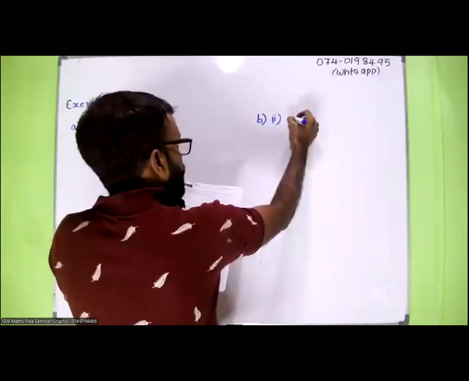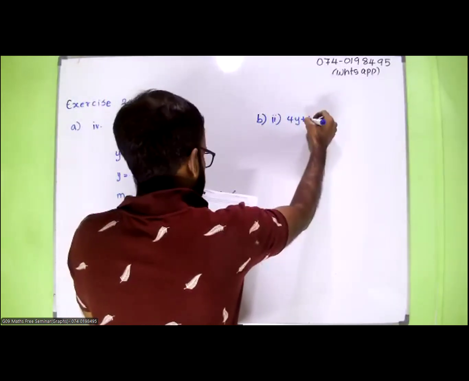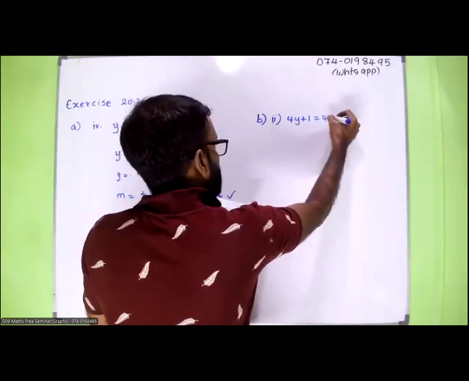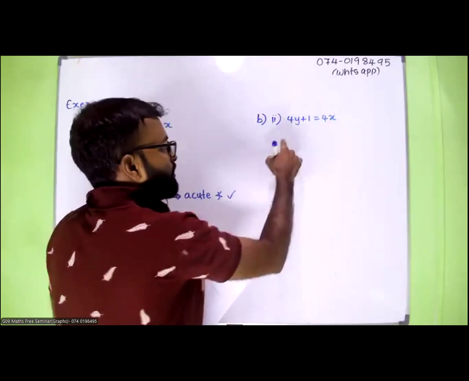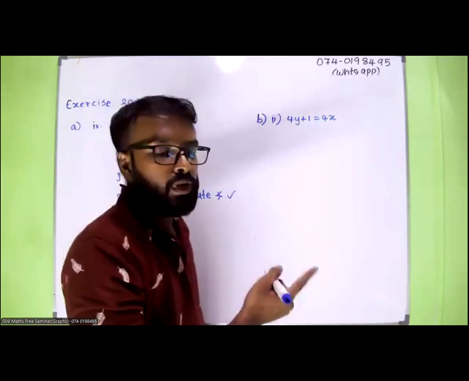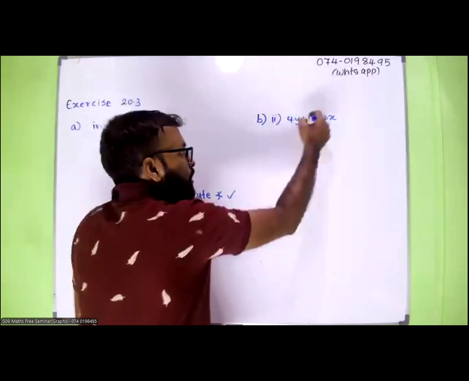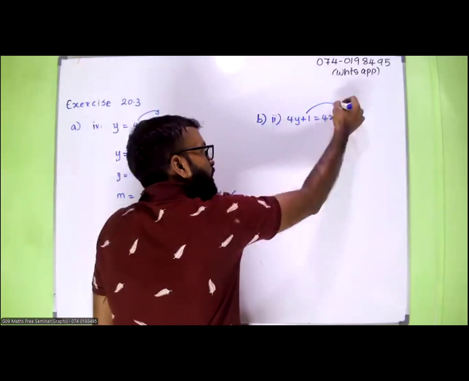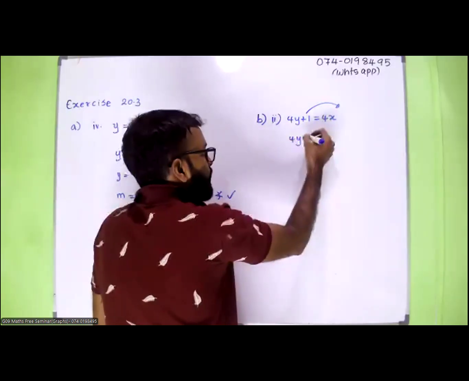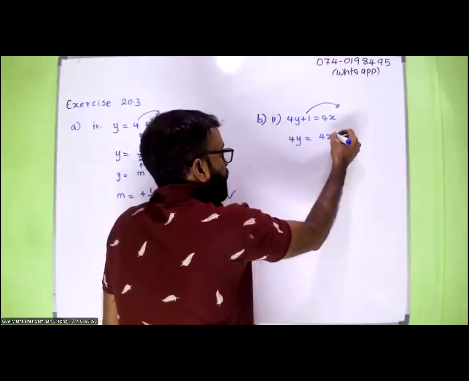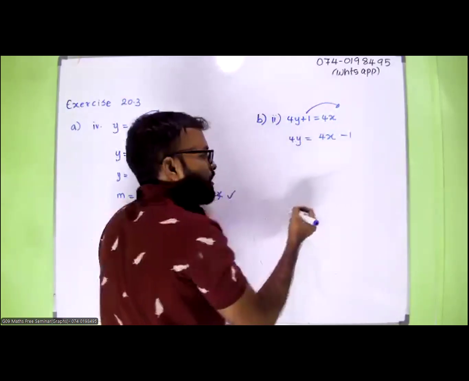4y plus 1 equals 4x. This is not in the form of y equals mx plus c, so I need to make sure that we have that. Here you have positive one, take it to this side, so that 4y equals 4x minus 1.